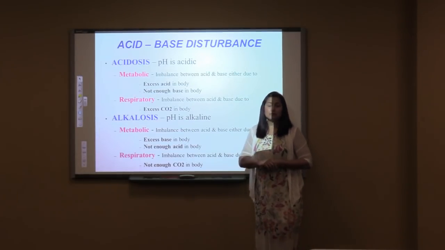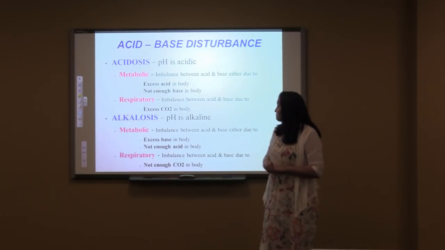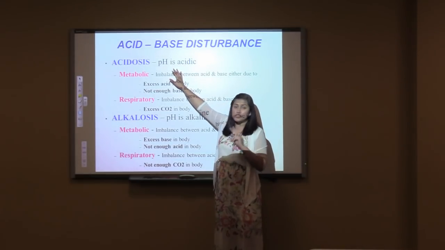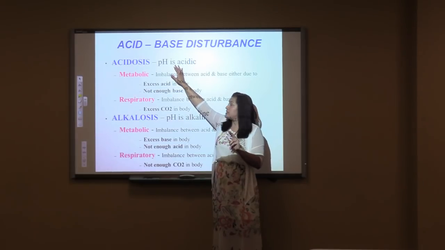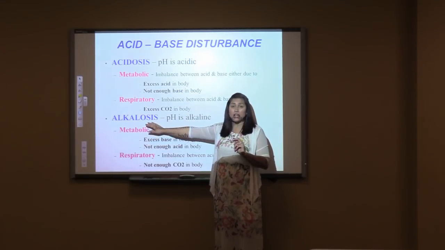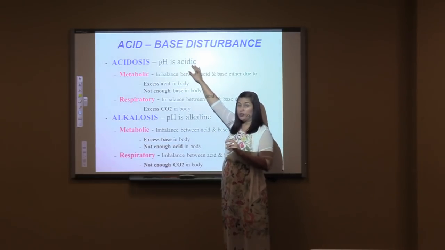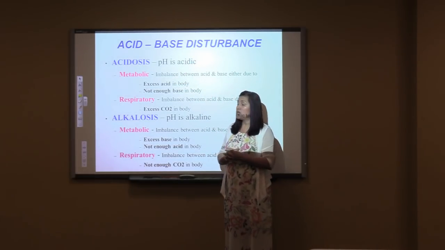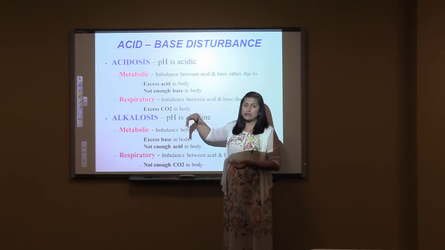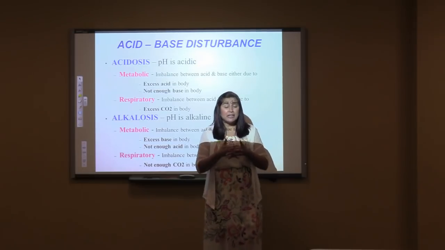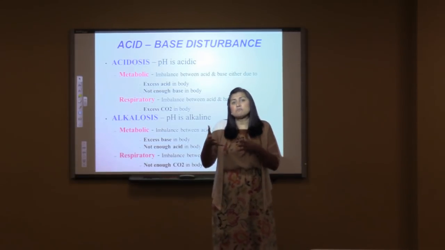Acid-base disturbance. There are two main types of disturbance, acidosis or alkalosis. Acidosis means your pH is too acidic. You have too much hydrogen in your body, or too much acid in your body. Alkalosis means that you're alkaline. You're basic, meaning you have too much base in your body.